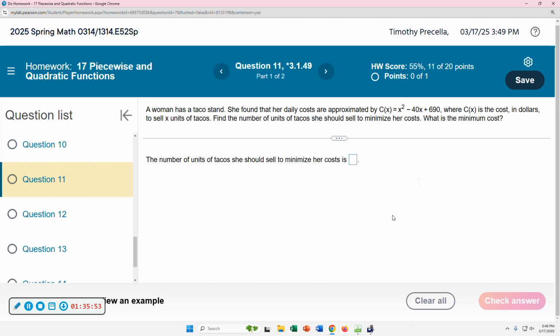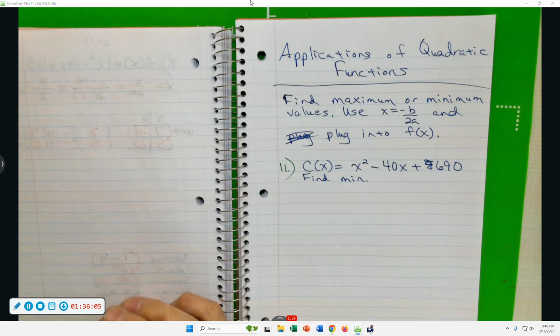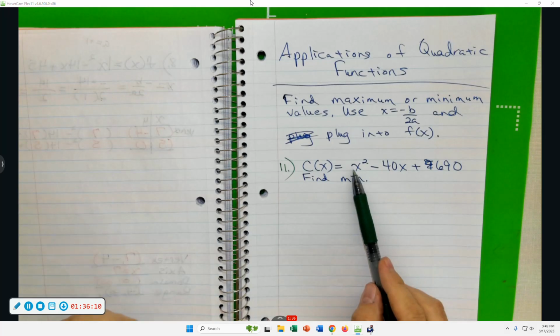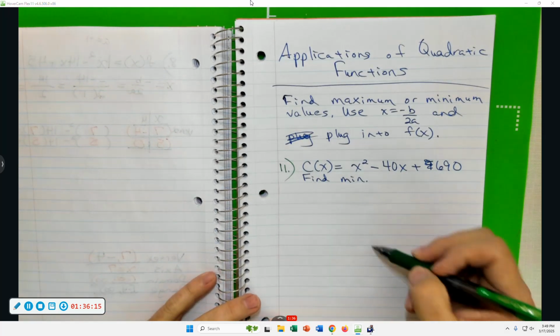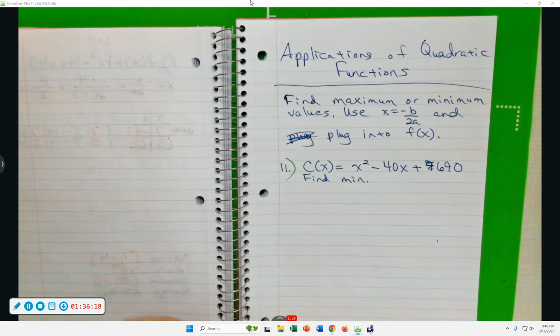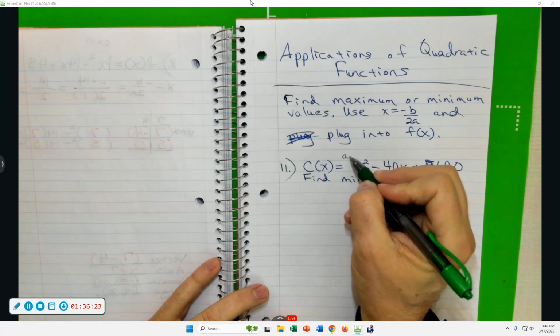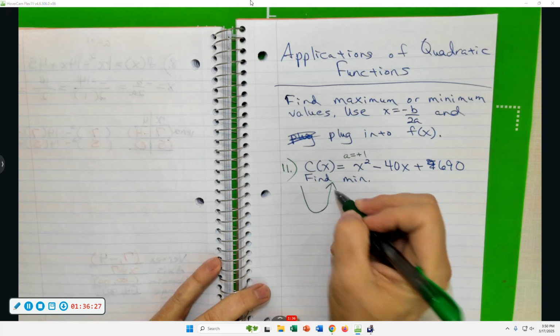Let me make sure I didn't miscopy this. x squared minus 40x plus 690. They don't ask us to draw a picture, and we're not going to have to graph this thing, but suppose we were going to graph it. It's quadratic, that means it's a parabola. Do you expect the graph to open up or open down? Up. That leading coefficient there is what? Positive. A positive 1, so we expect the graph to open upward.